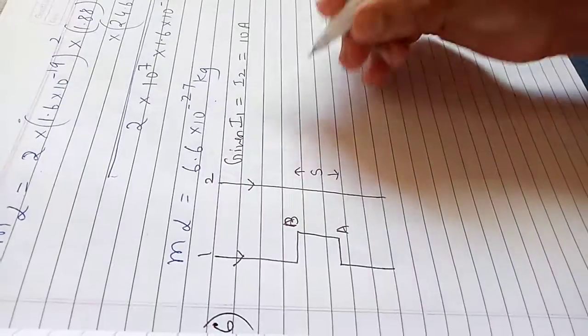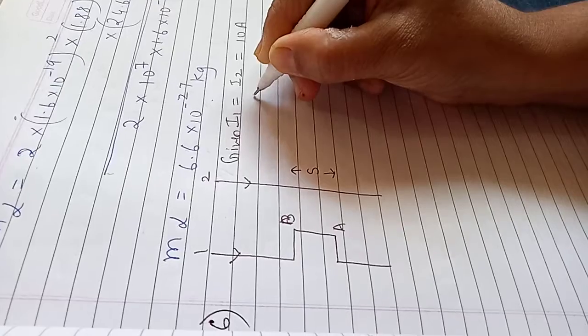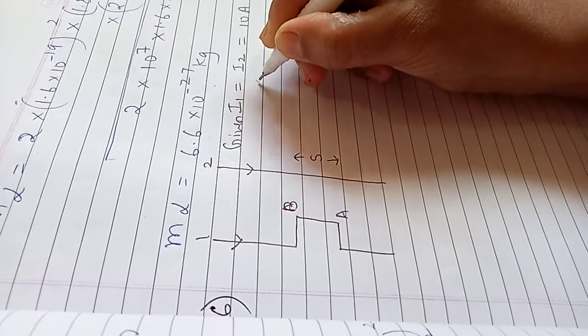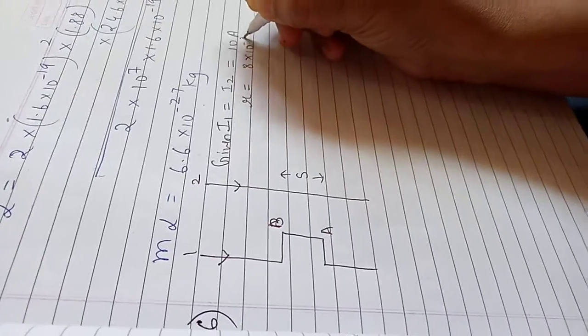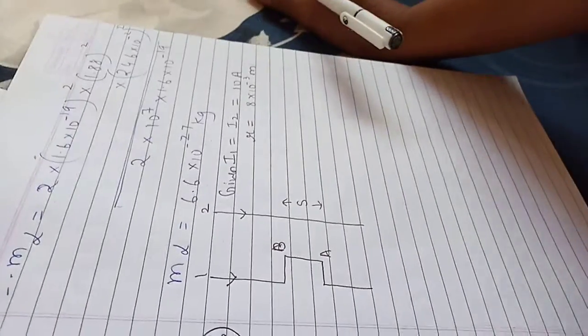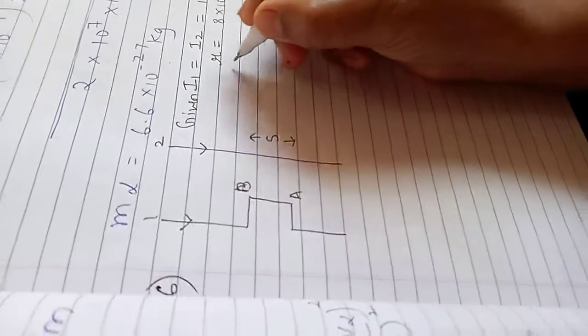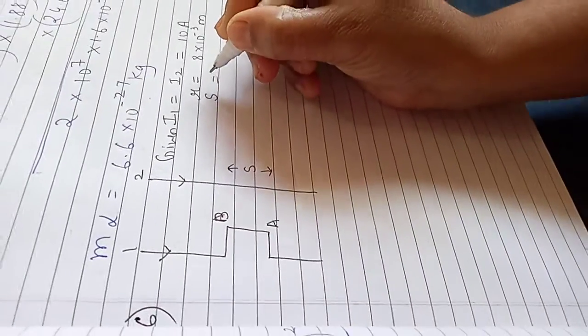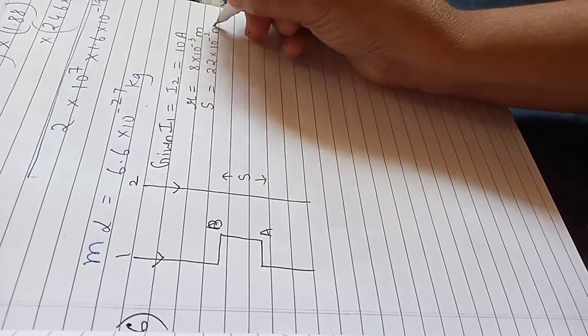Separation between the two wires is 8 mm. We'll take it as R. R is 8 millimeter. Millimeter means 8 into 10 raised to minus 3 meter. The length of AB, that is S, how much is it given from the textbook? It is 22 cm, centimeter.